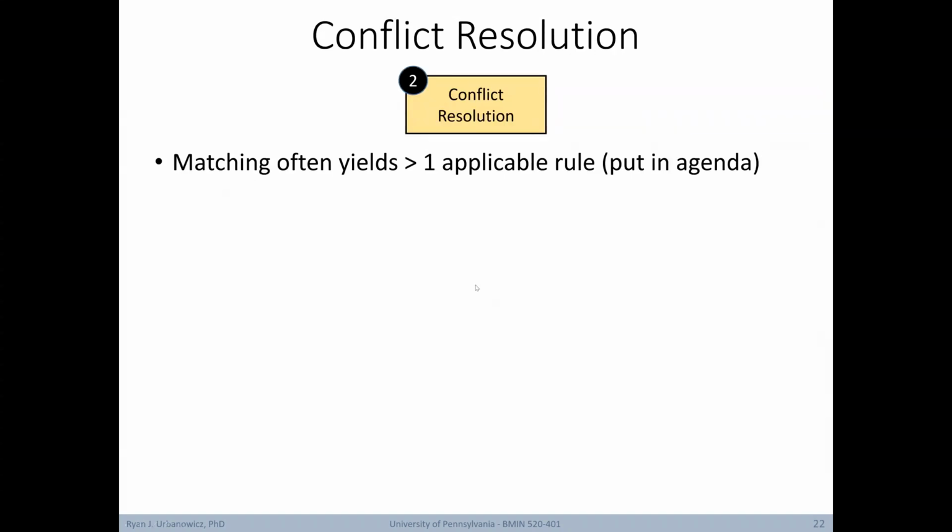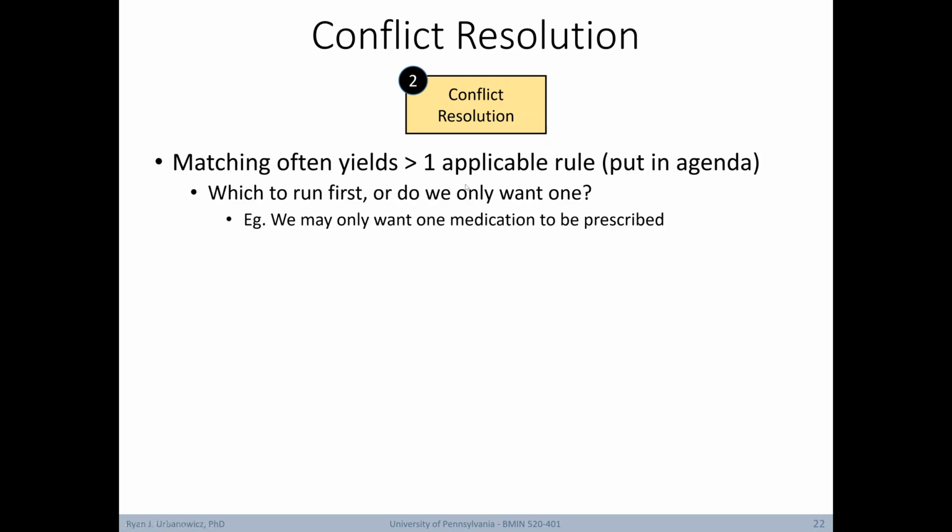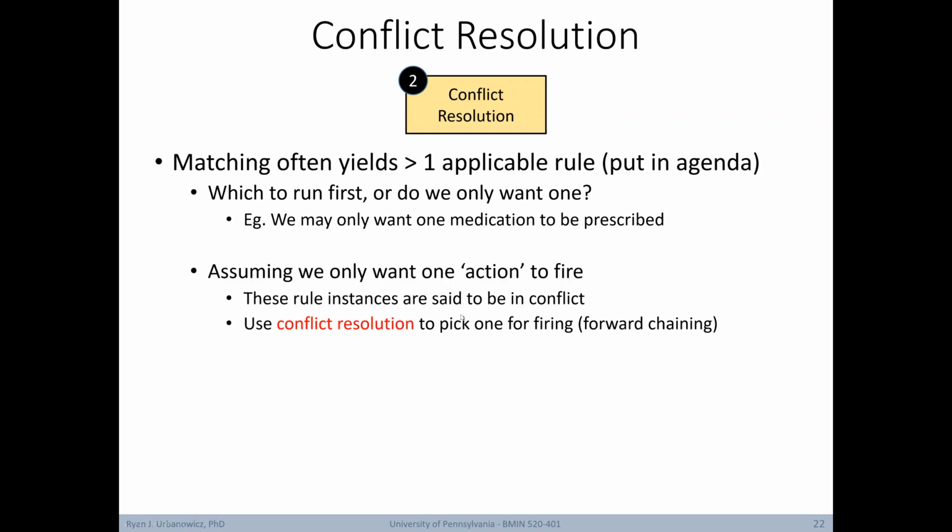The next part of the inference engine is conflict resolution. During the last step of matching, this process can often yield more than one applicable or matching rule that's put in the agenda. So then the question is, which one do we look at first? Or do we only want to look at one of the matching rules? For example, maybe we only want one medication to be prescribed, even though multiple medications would be appropriate. Assuming that we only want one action to fire, these matching rule instances are said to be in conflict. So now we have to use some kind of conflict resolution to pick just one for firing.